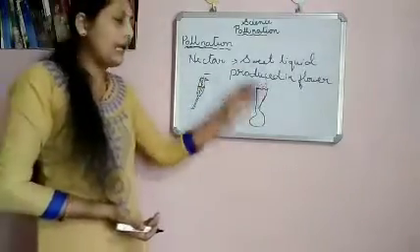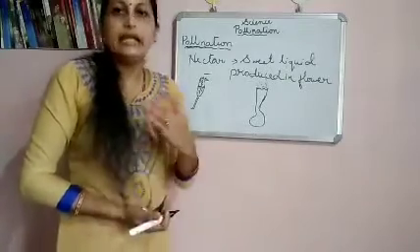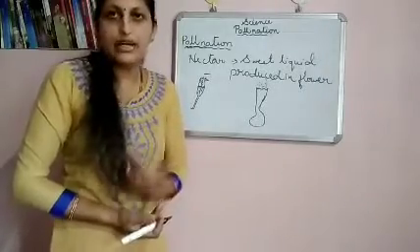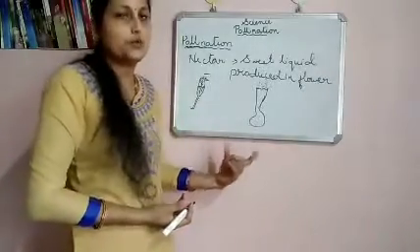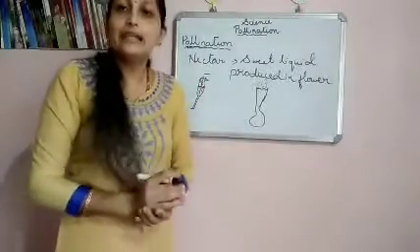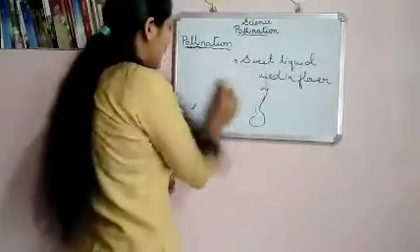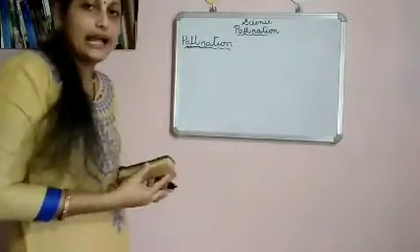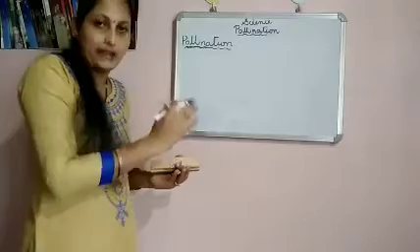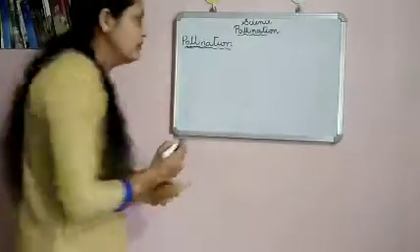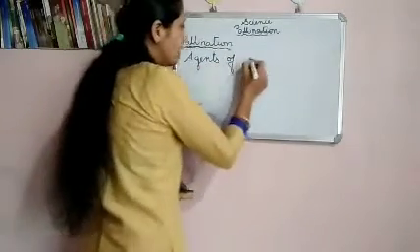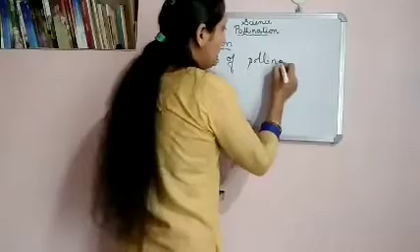Who takes part in the process of pollination? Insects like butterflies and honeybees, small birds like hummingbirds, and animals like bats. They take part in the process of pollination, hence they are called agents of pollination. They carry pollen grains from the anther of one flower to the stigma of another flower.